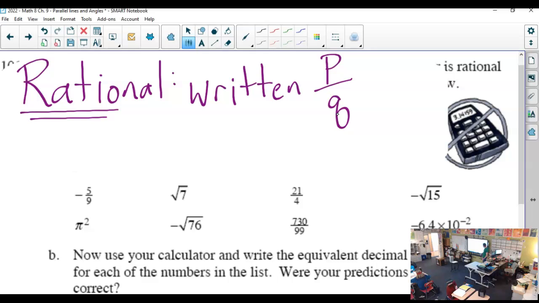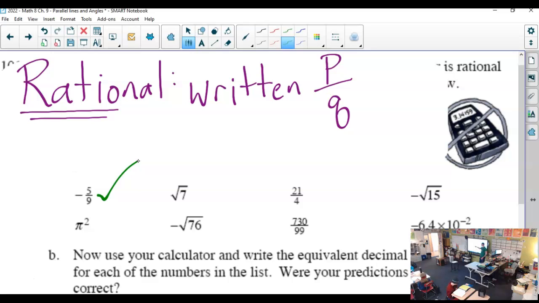So, for -5/9, Jake, what do you think? Oh, is that rational? Yeah, is it rational? Can I do 21/4? Nope, you can do -5/9. It is not. It cannot be written as a fraction. Oh, yes, it can. It's rational, even though it's already written as a fraction. So -5/9 is rational. It's already written as a fraction.